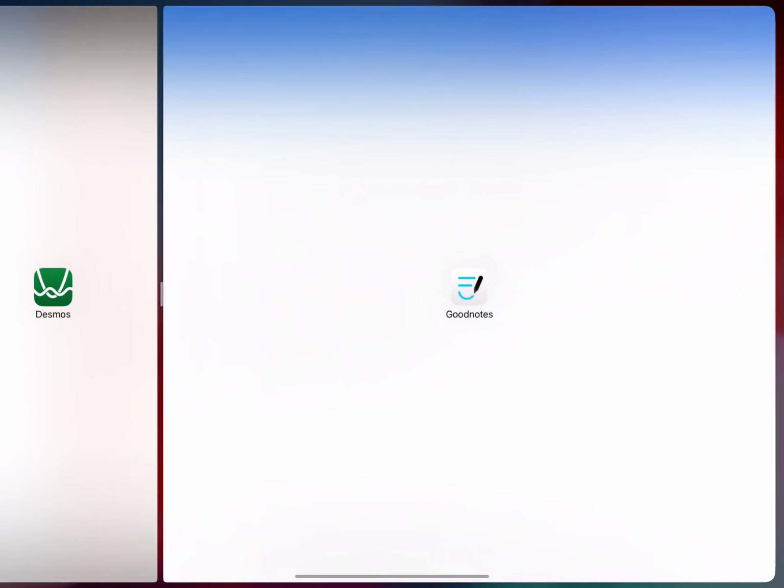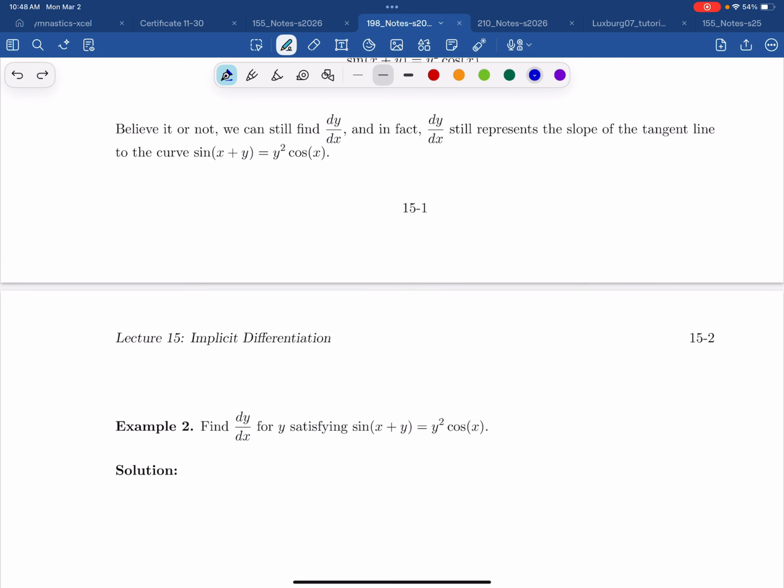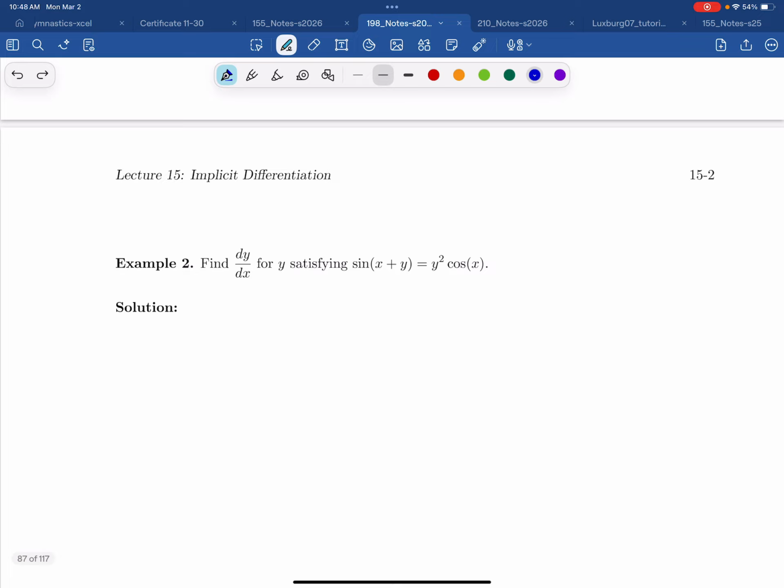Now, the way that we actually differentiate is a little bit different, and that's why I keep mentioning the chain rule. Okay? So if I say something like find dy over dx for y satisfying this equation, what I really mean is find a function that will give you the slope of the tangent line to this curve, or this graph, at any point x comma y. So here's how we do it. Now this is going to be a little bit of a lengthy process, even lengthier than the chain rule. However, it is very formulaic, and you will be doing the same process every time.